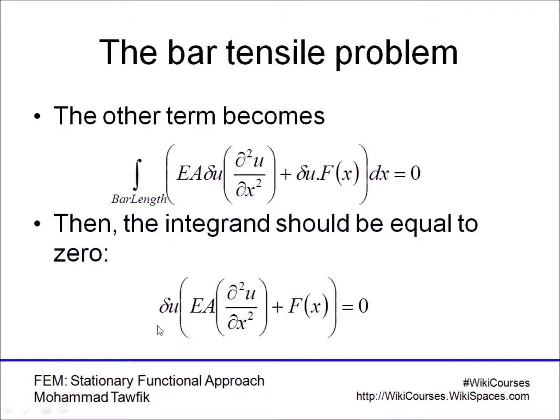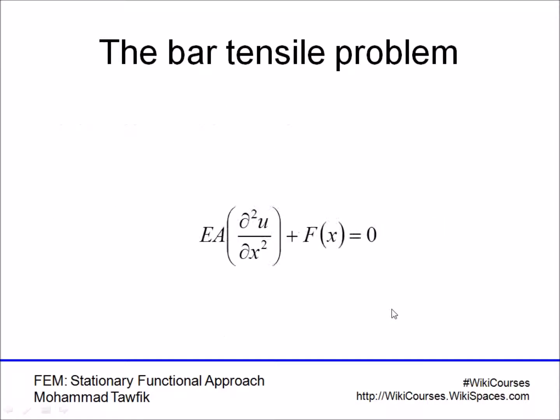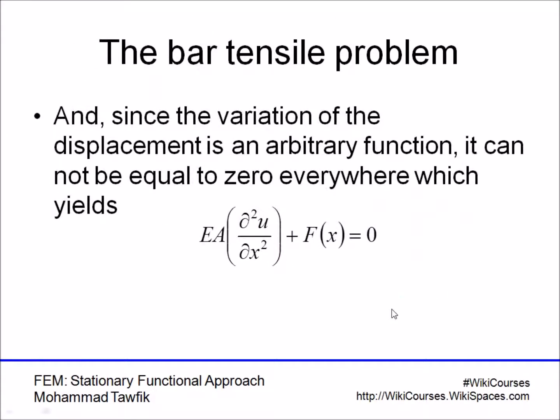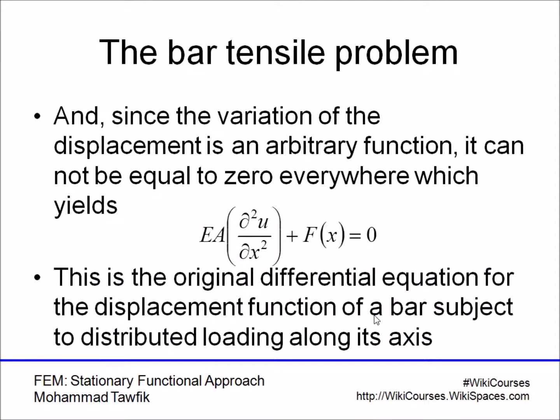Since the variation is an arbitrary function, we don't really know it, and we don't care much about what its value is. So we end up with saying that EA times the second derivative of u plus f is equal to 0, which is the original differential equation that described the bar.